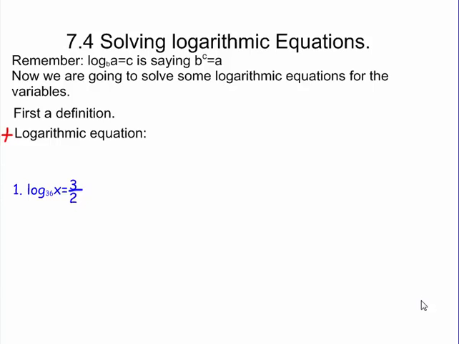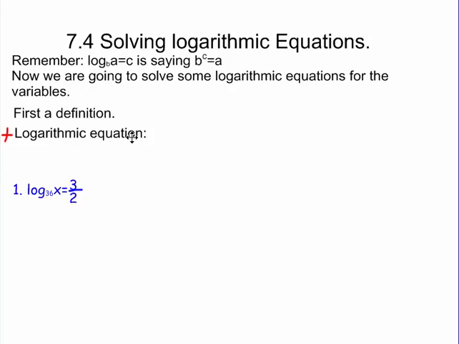So let's remember a couple things. One thing that we need to remember is log base b of a equals c. And remember, if I'm rewriting this, it's really just saying b to the c equals a. Okay, the base is the base. The base of the log is going to be the base of my exponent. Now we're going to solve some logarithmic equations for variables.